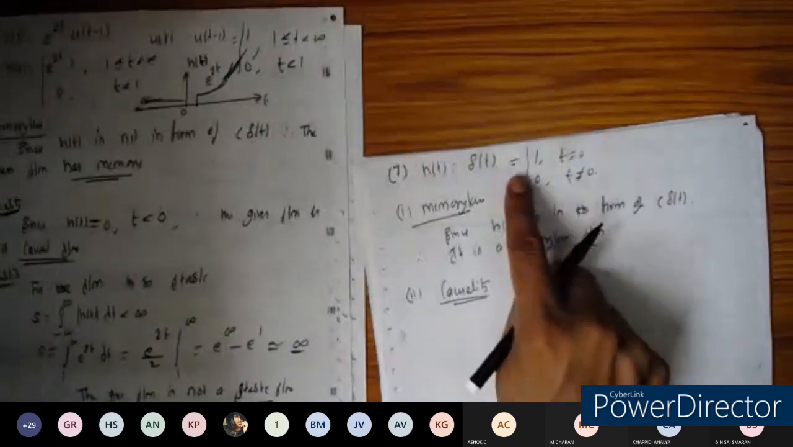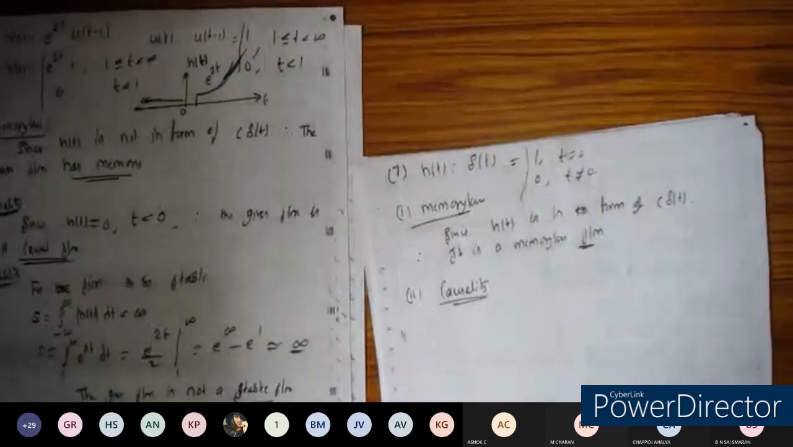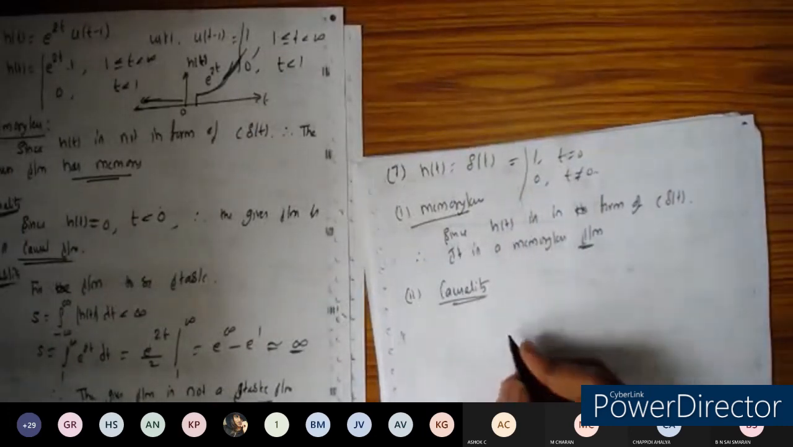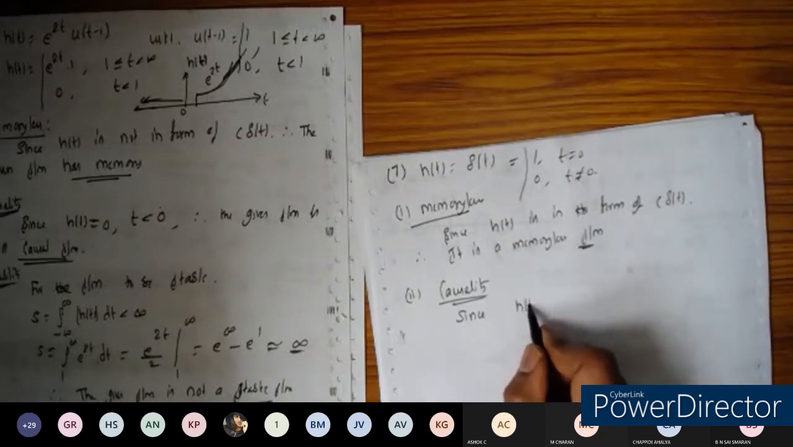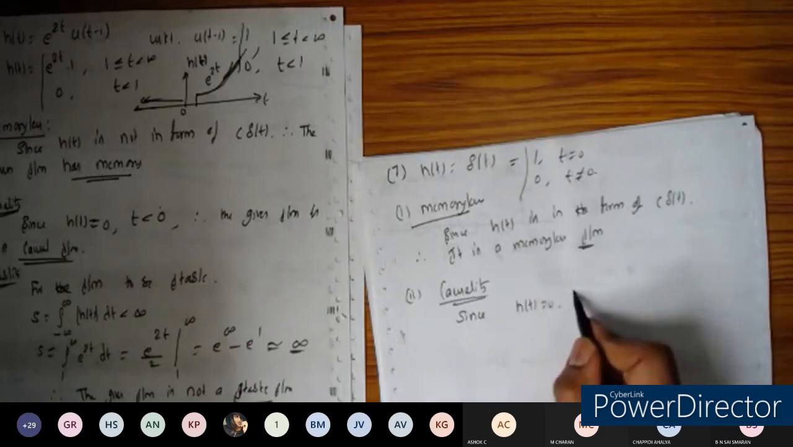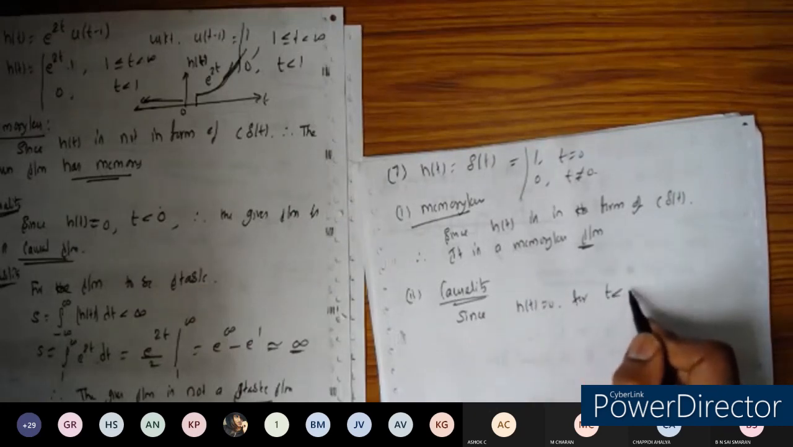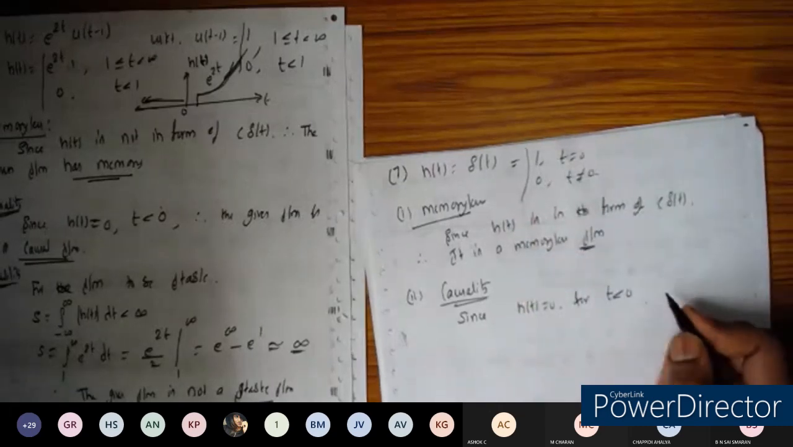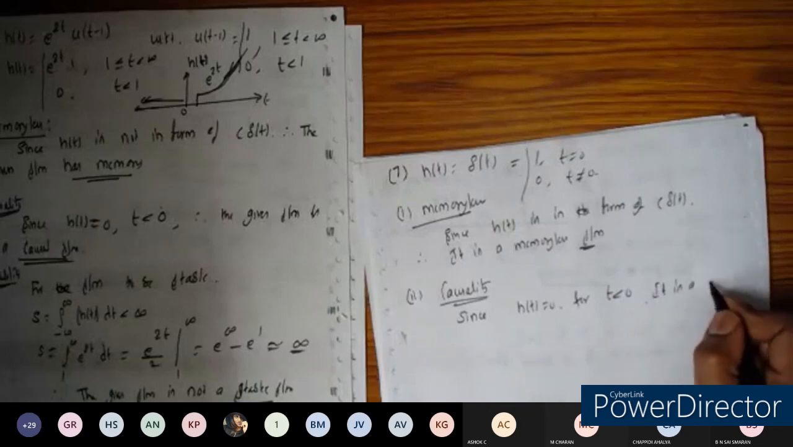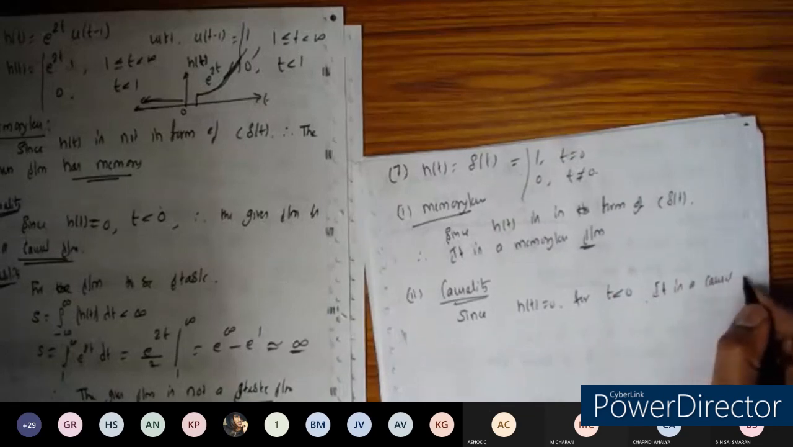Since it is not defined for t less than 0, it's a causal system here. Since h of t is equal to 0 for t less than 0, for t less than 0 it is not defined. So we can say it is a causal system.